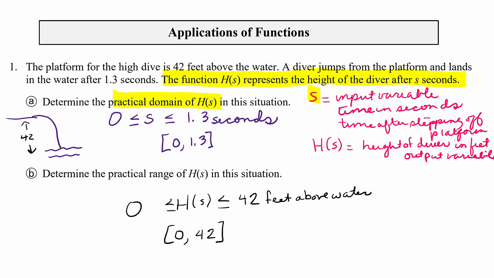Notice that although 42 feet came first in time, when he's over here on the platform, and 0 is the last height that the diver has, we still want to write our range in the proper order, by putting the smaller number on the left and the larger number on the right.